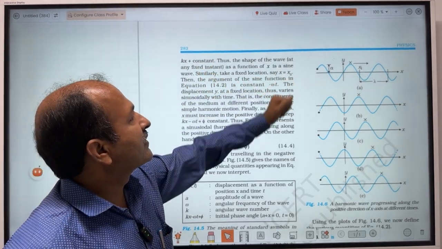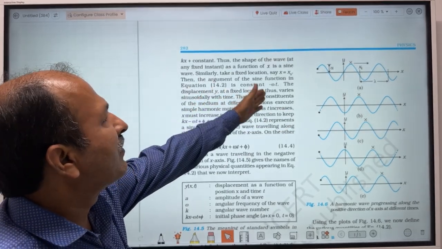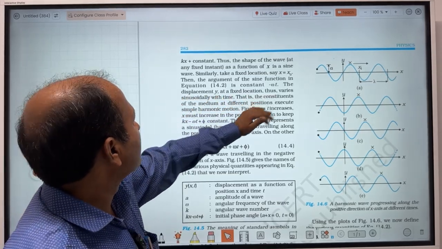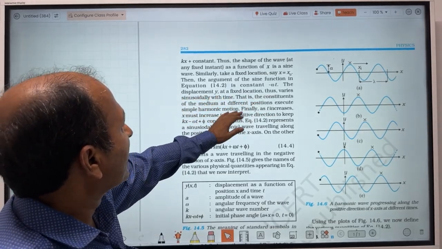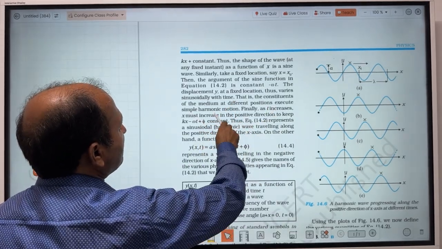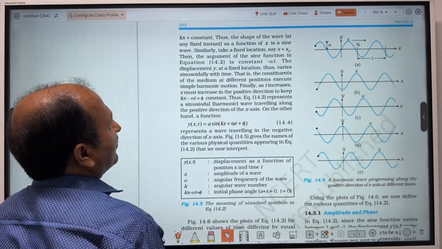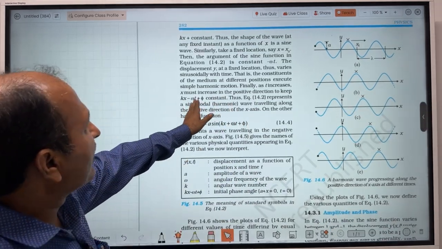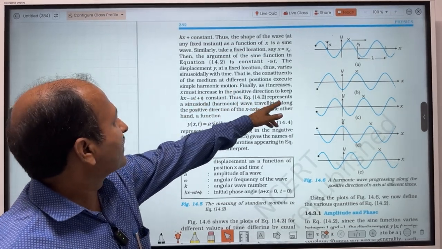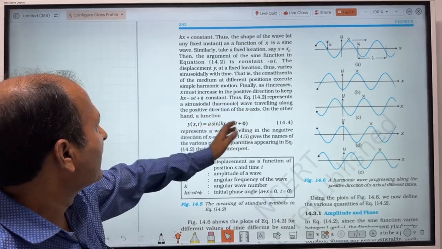Similarly, take a fixed location. Suppose we write x equal to x0. Then the argument of the sine function is constant minus omega t. So the displacement y at a fixed location varies sinusoidally with time. That is, the constituents of the medium at different positions execute simple harmonic motion. Finally, as t increases, x must increase in the positive direction to keep kx minus omega t plus phi constant. So this equation represents a sinusoidal harmonic wave traveling along the positive direction of the x-axis.